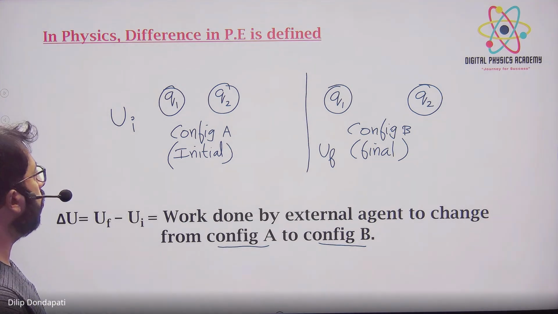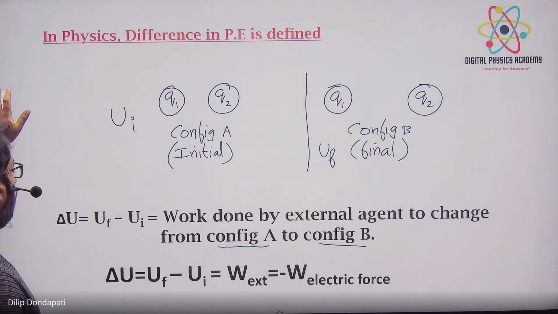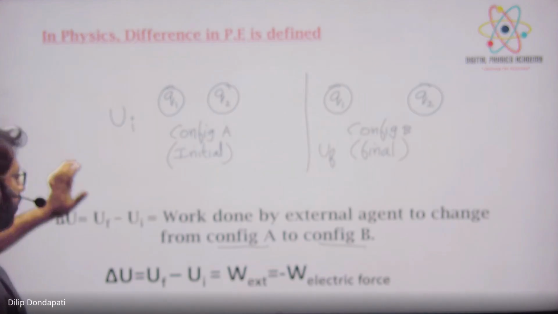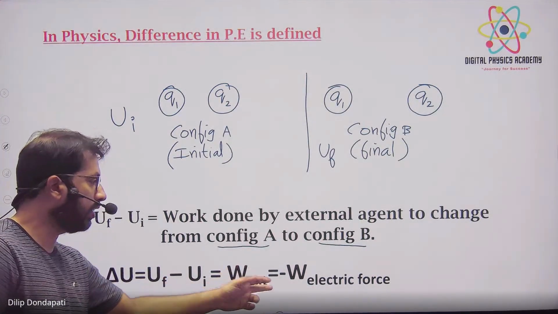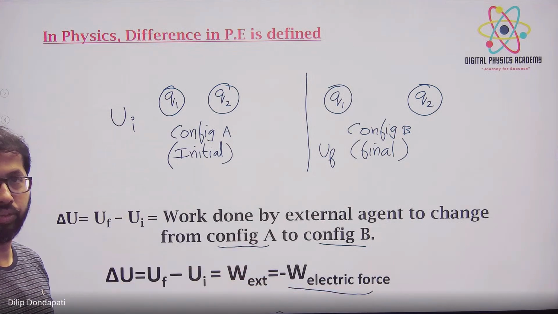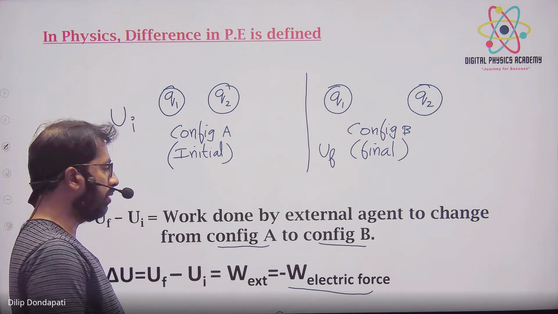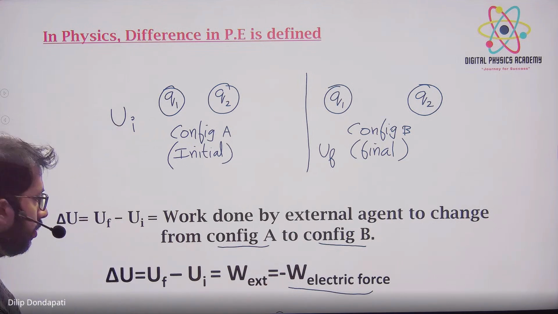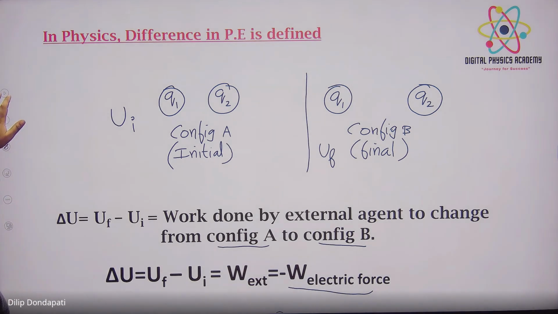Now I want you to write down A also, it will be used ahead. Work done by external agent is equal to negative of work done by electric force. You know this, right? Negative of work done by electric force. We did this in gravitation also. Negative of work done by electrostatic force as well.